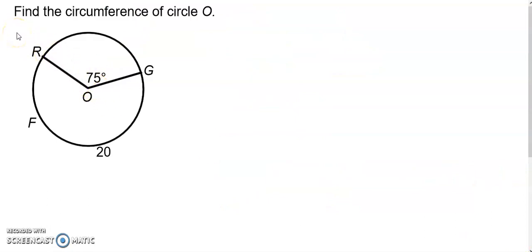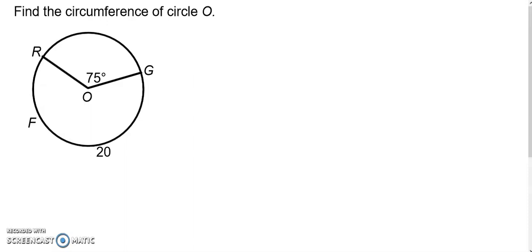So this one asked me to find the circumference of circle O. Circumference, remember, is the distance around the circle. What they've given me is this central angle, the degrees in this arc, and then they've given me the arc length, the length of this arc. There we go. Much better.